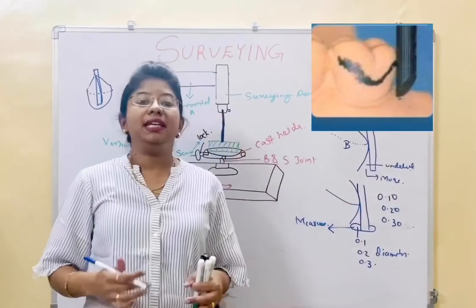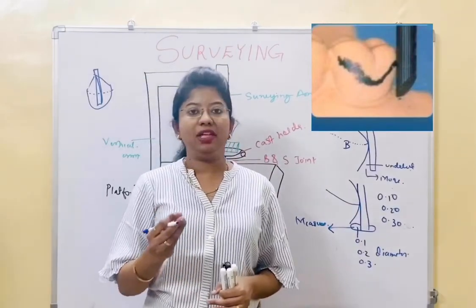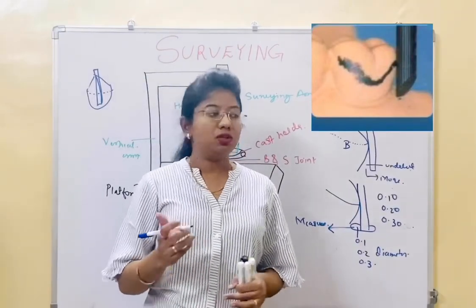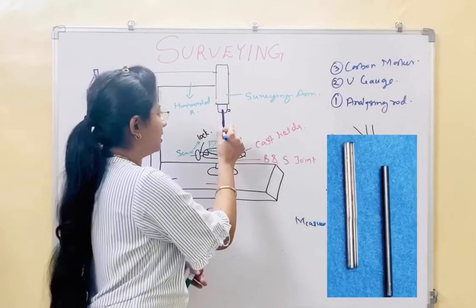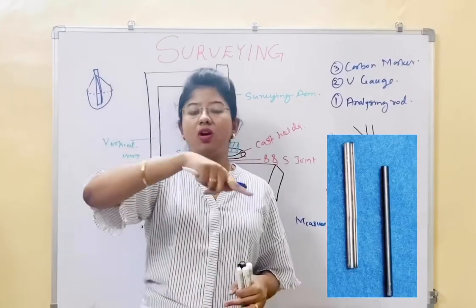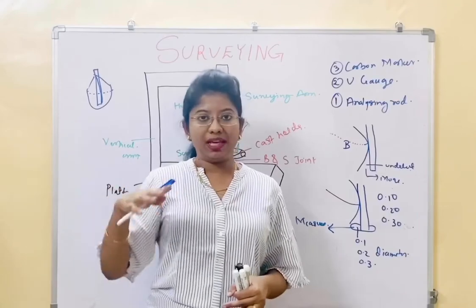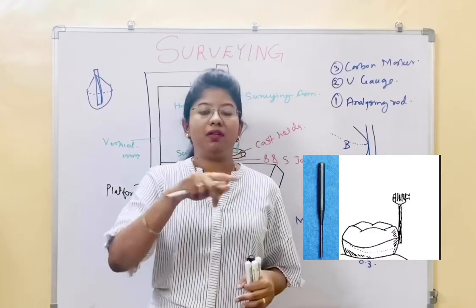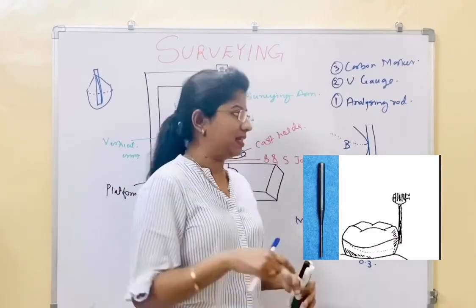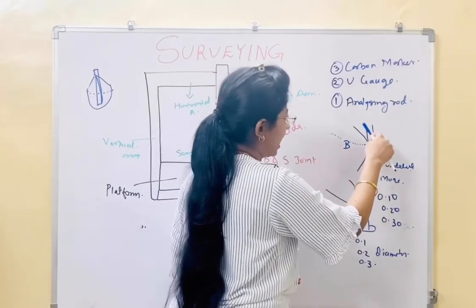After determining the things, we need to mark the height of contour. So basically the carbon marker is attached and it is moved on the surface of the tooth. Okay, after moving, what we do, we see the lines. That is basically if this is the tooth and this is the carbon marker.